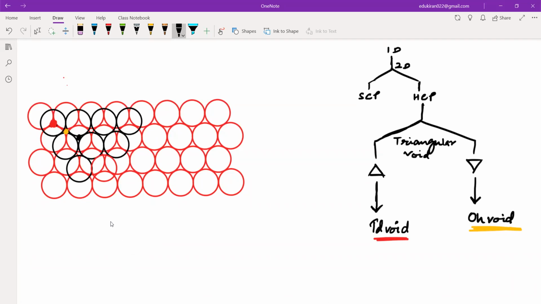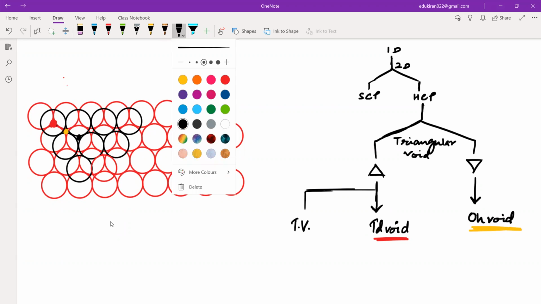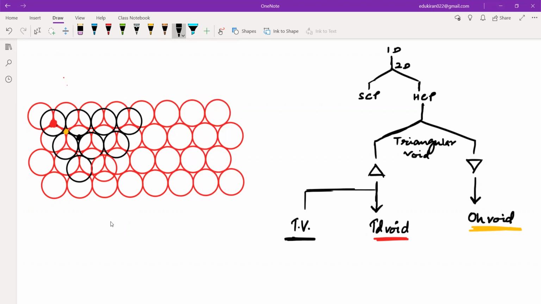So as soon as I put atoms on the upward facing triangular void of HCP, I have converted the upward facing to tetrahedral void. I've converted the downward facing to octahedral void, and I have also got a new type of tetrahedral void, which is made by the new layer. Let me write it TV. I am marking this as black, and this is made by layer A.